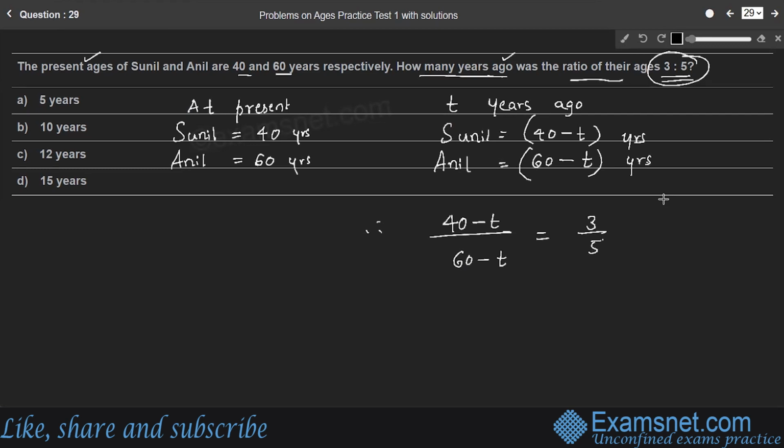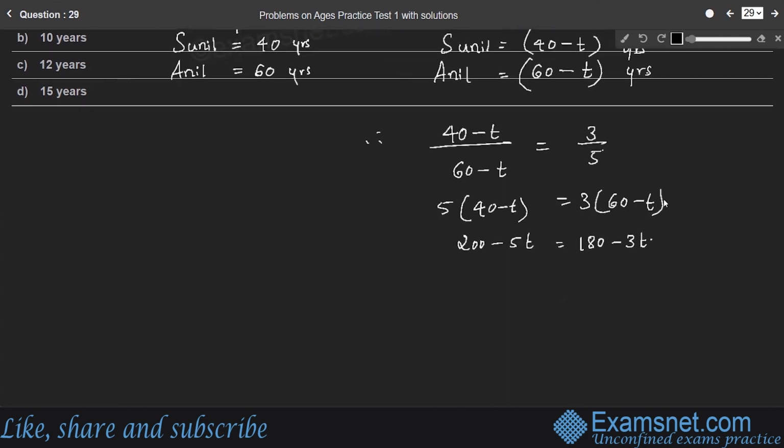So, how many years ago was the ratio 3 is to 5? That means we need the value of T. Simplify it. So, 5 into 40 minus T is equal to 3 into 60 minus T. So, 200 minus 5T is equal to 180 minus 3T. Therefore, minus 5T plus 3T is equal to 180 minus 200. Therefore, minus 2T is equal to minus 20. So minus minus will get cancelled, so 20 by 2, which is 10.